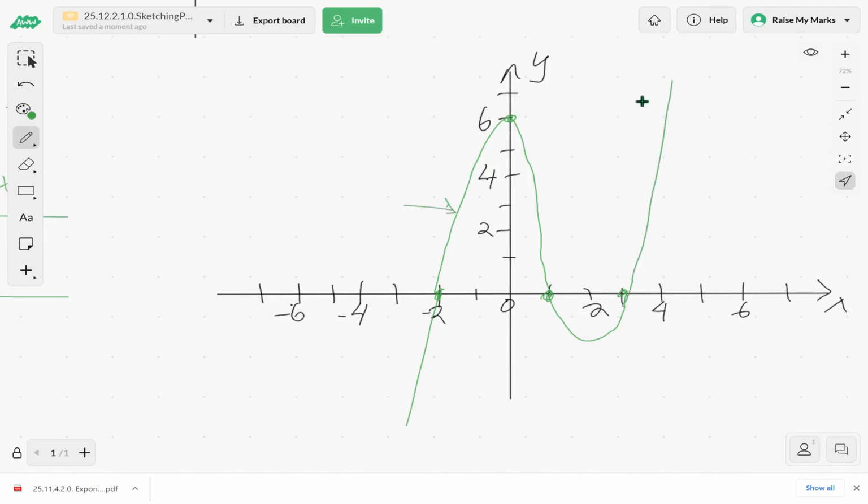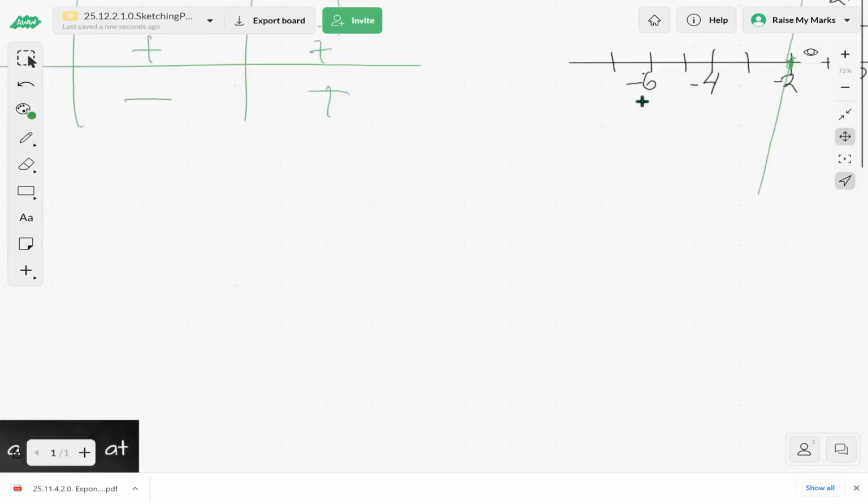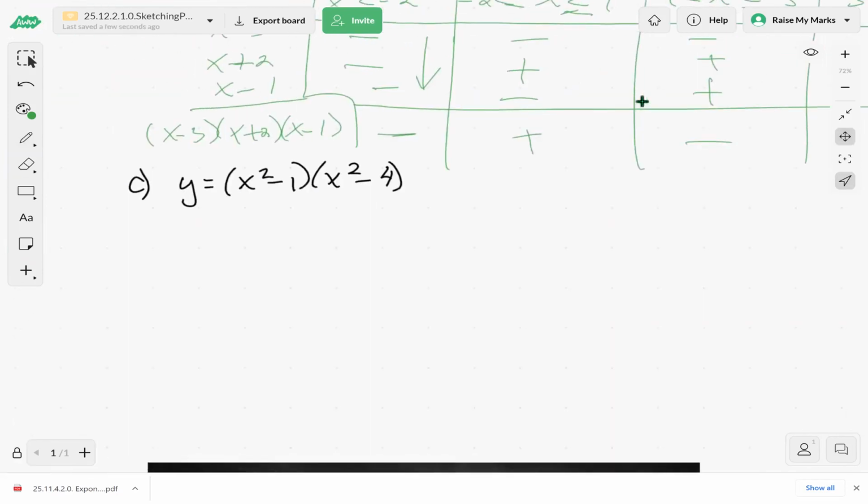Good. So this green curve is our function y equals x minus 3, x minus 1, and x plus 2. Good. All right. So I think we have one more graph.